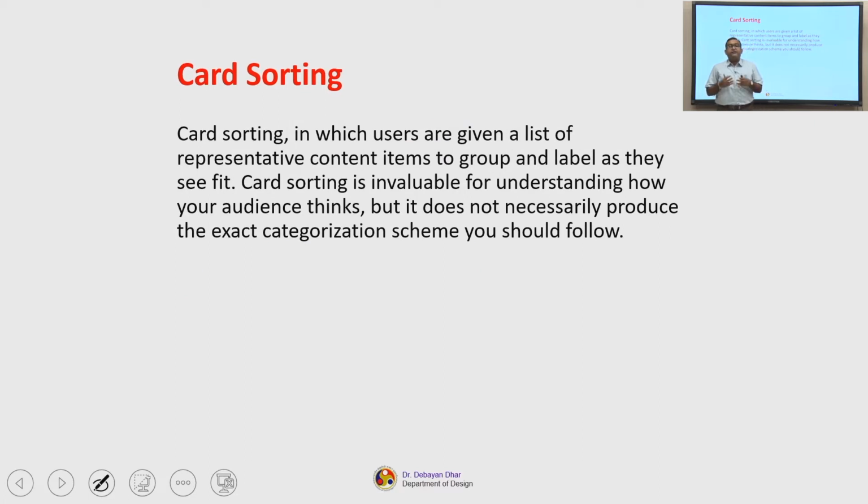Card sorting, in which users are given a list of representative content items to group and label as they see fit, is what we have been discussing. It is primarily known as the closed one, because the users are given a list of representative content. Card sorting is invaluable for understanding how your audience thinks, how the visitors to your software applications, your representative users, think, but it does not necessarily produce the exact categorization scheme that you should follow. It can give you an overall structure of how your users classify or group information, but it does not give you an exact structure.